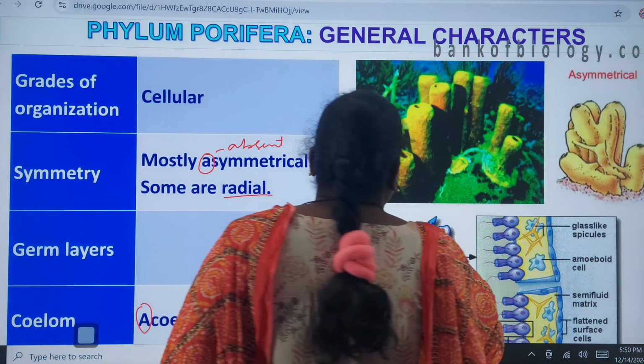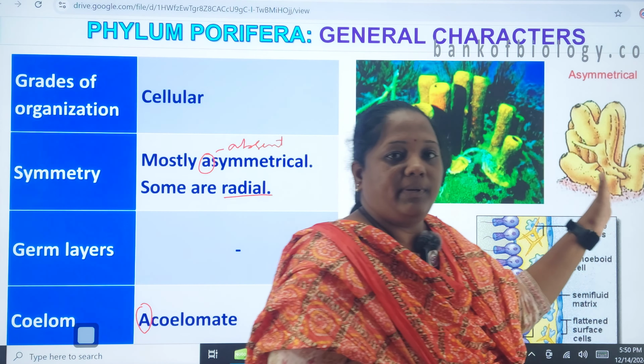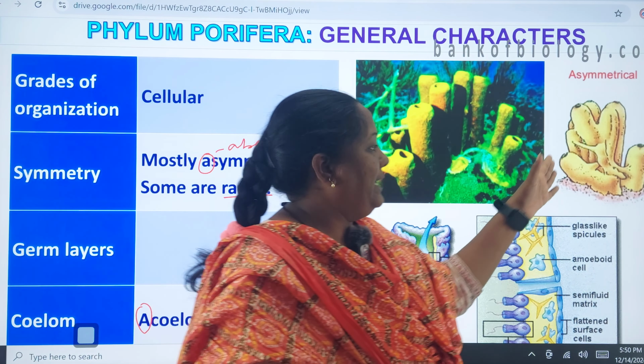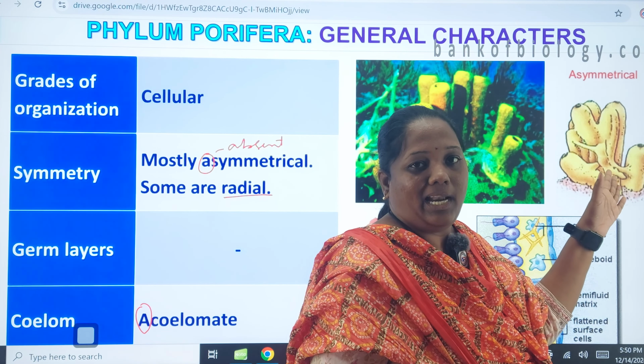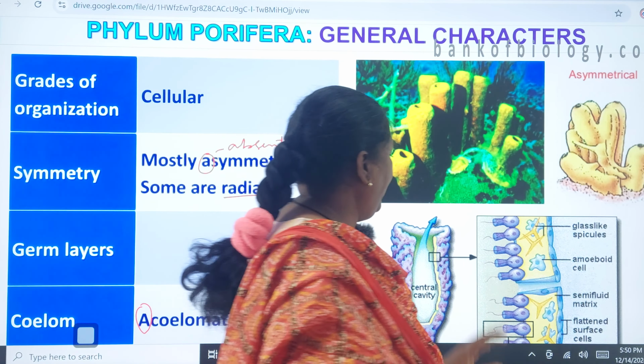Here, you see, why are we calling it asymmetrical? This is a cellular level. If a tissue is present, we can cut into two halves. Here, there is no tissue, only cellular level is present. That's why we are telling it is asymmetrical. Okay, next.